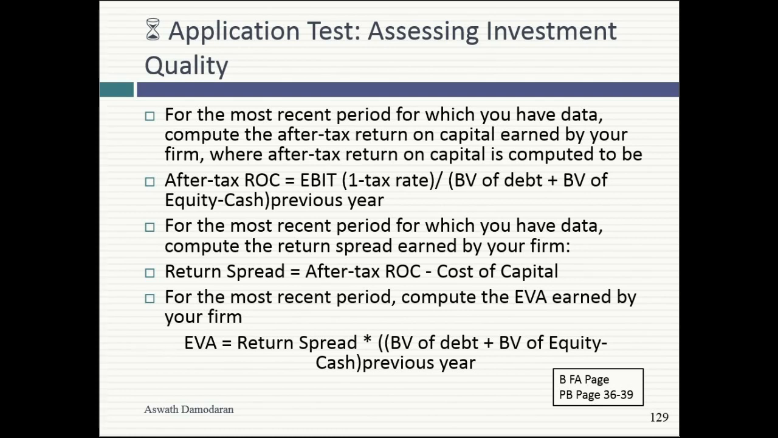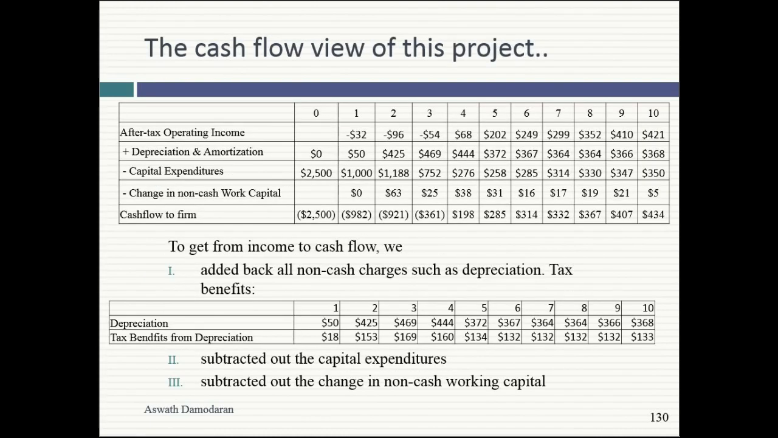So I want to get from earnings to cash flows. What are the three things I need to do to get from earnings to cash flows? I need to add back depreciation and amortization. Why? Because it's an accounting expense. I need to subtract out CapEx. Why? Because it's a cash outflow. And I need to subtract change in working capital to go from accrual earnings to cash earnings. And that's basically what I did.